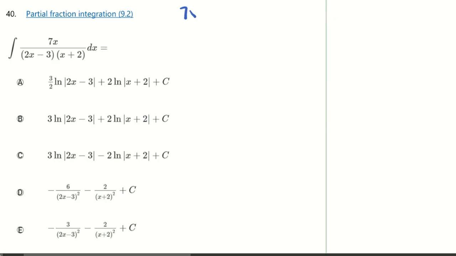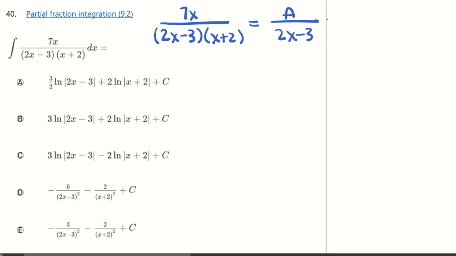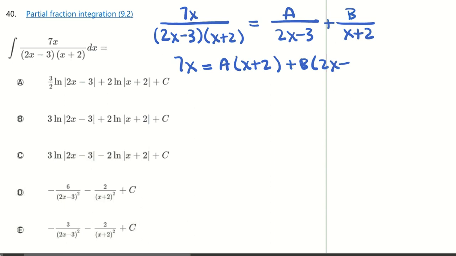So I'm going to say, all right, this integrand, this 7x divided by 2x minus 3 and x plus 2, that's going to be some number divided by 2x minus 3 plus some other number divided by x plus 2. Okay, now I'm going to multiply this equation by both 2x minus 3 and x plus 2, and that will give me 7x equals a times x plus 2 plus b times 2x minus 3.